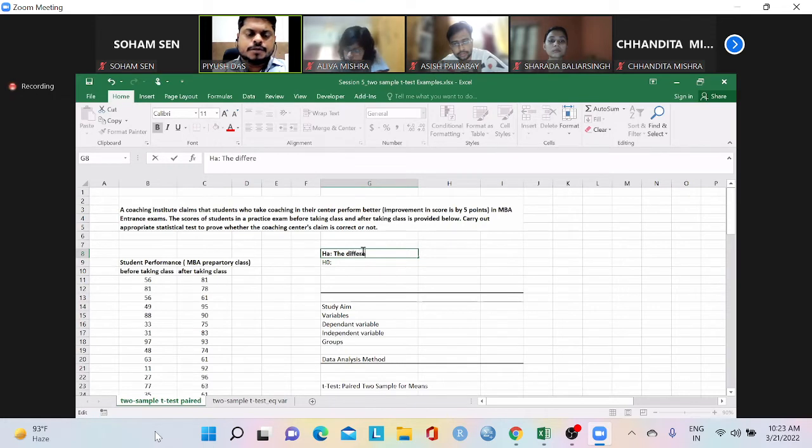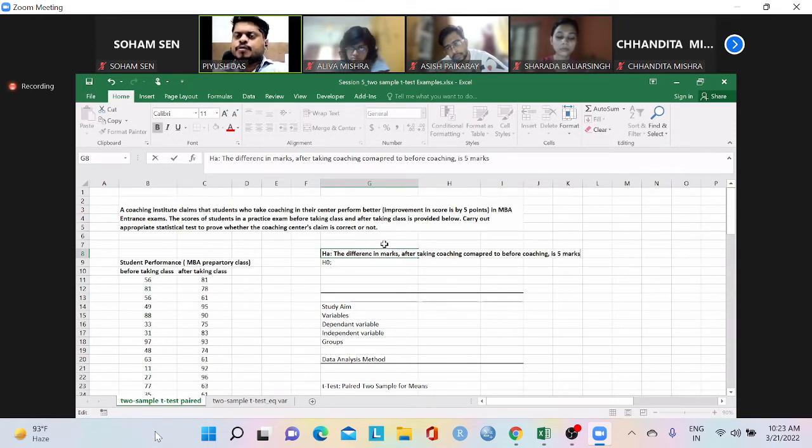the difference in marks after taking coaching compared to before coaching is 5 marks. Obviously, we are looking into average. So there will obviously be variation, that is understood. So this 5 marks is on average. That doesn't mean that every student will be 5 marks higher. Some student will be 2 marks higher. Some student will be 10 marks higher also. On an average, 5 marks.